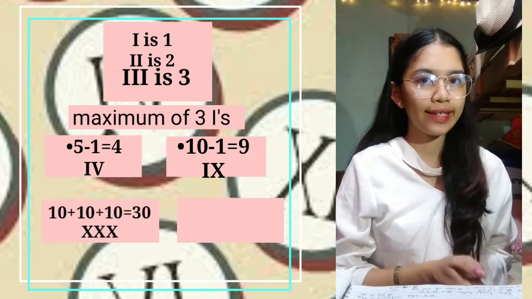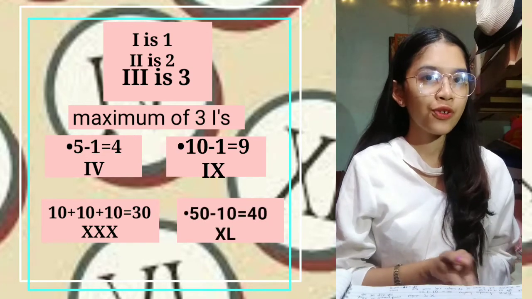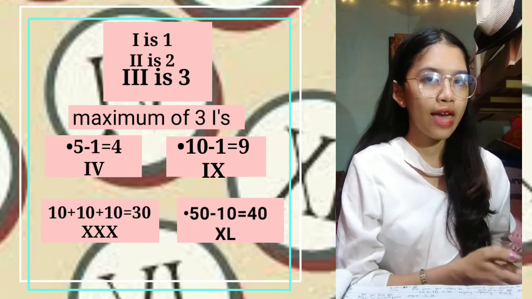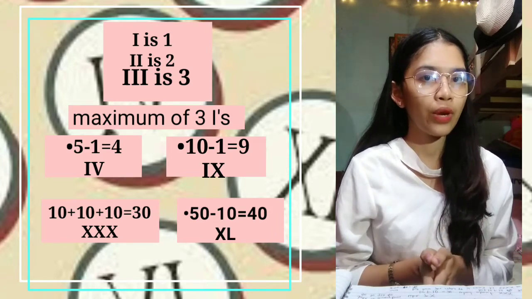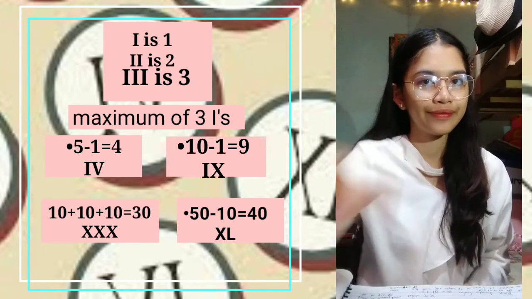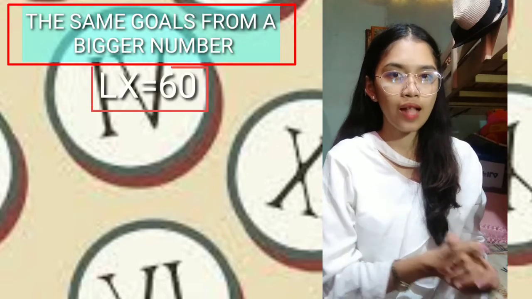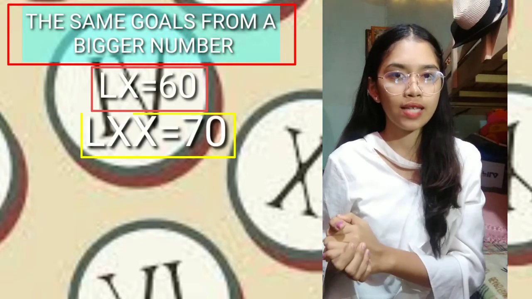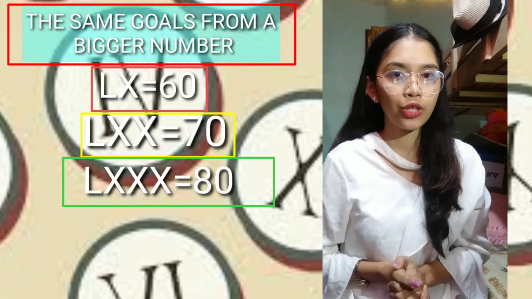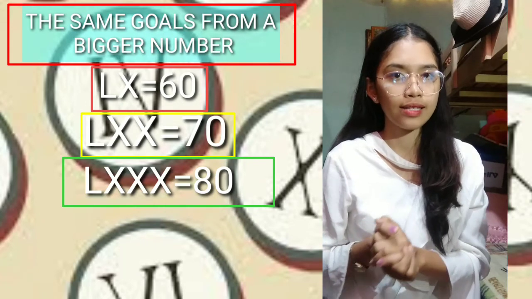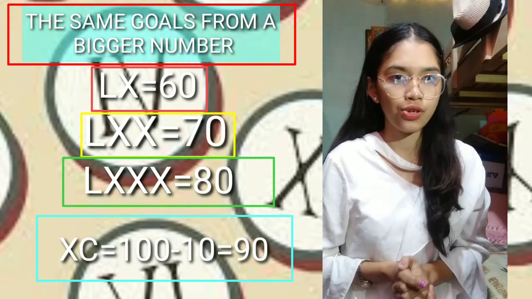What about XXX? 10 plus 10 plus 10 equals 30. To write 40, it can't be XXXX. So it's XL. Take 10 away from 50 to get 40. The same goes for bigger numbers. 60 is LX, 70 is LXX, and 80 is LXXX. But for 90, you can't write LXXXX. You have to write XC, 10 less than 100.